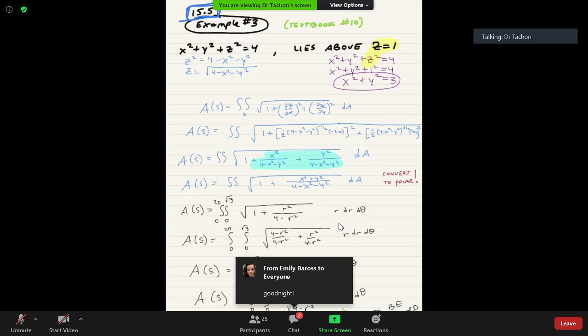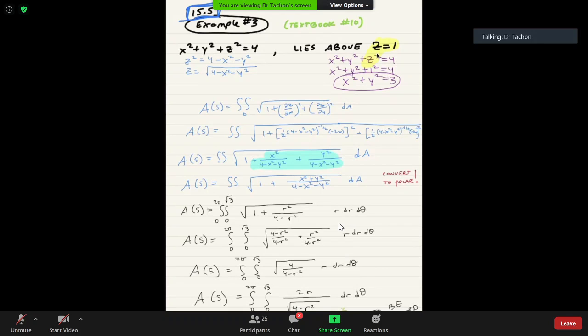Well, it lies above z equals 1. So you just substitute it in, and that is going to be above z equals 1. So when you see these problems in the odds, that's how it's going to work. It lies above z equals 1, so you just substitute it in, and you're going to take the disk up. It's going to work.